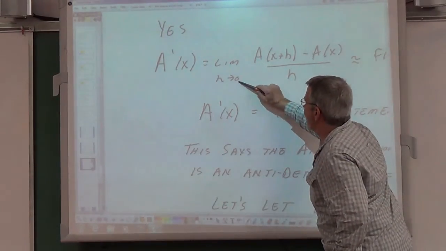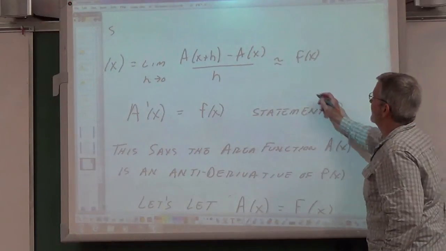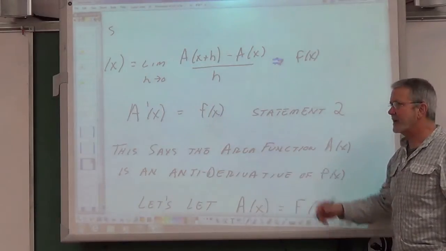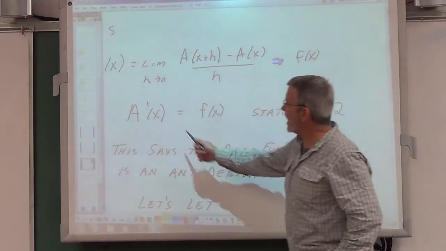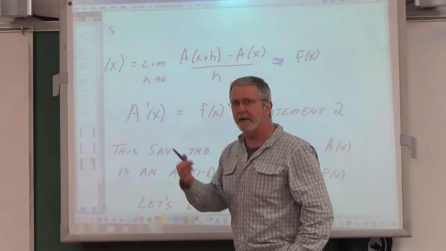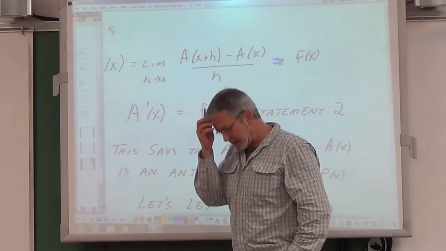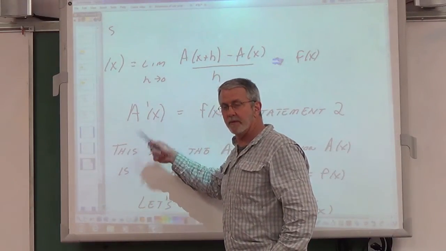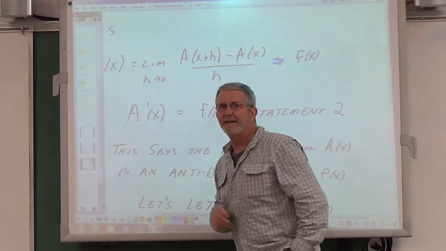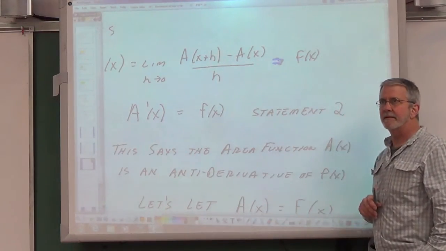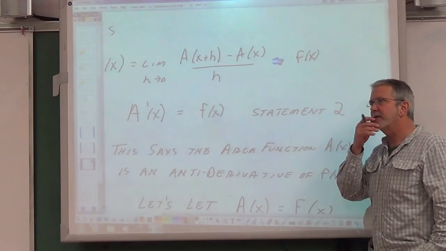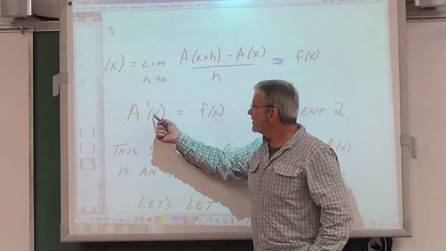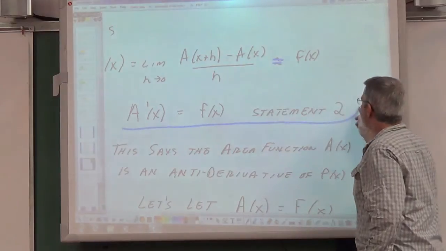Well, and if I take h goes to 0, I'm just going to let it equal f of x. And this is going to be statement 2. So a prime of x, the derivative of that area function, the derivative of that accumulation function, if you will, is little f of x. So we were actually looking at the derivative of the cube. Yes, we were. And we'll talk about that a little bit more. But this is going to be statement 2 for us right here.